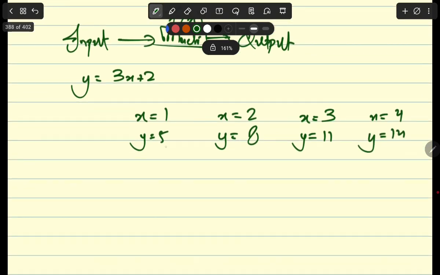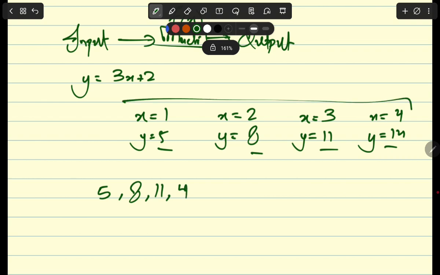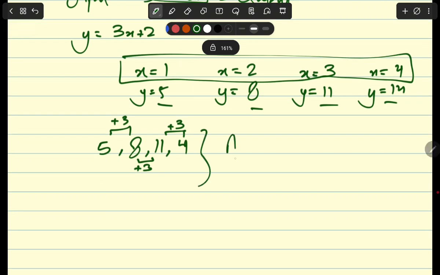Now notice something. We have 5, 8, 11, 14. Every answer increases by exactly 3 because we are changing the input by exactly 1 unit, right? So there is a difference of plus 3 between all the numbers, and this is constant, right? Now, does this sequence look familiar? Congratulations, you have just created an arithmetic progression. So arithmetic progression is nothing but this sequence. So do you see how this is derived from the equation of a straight line?